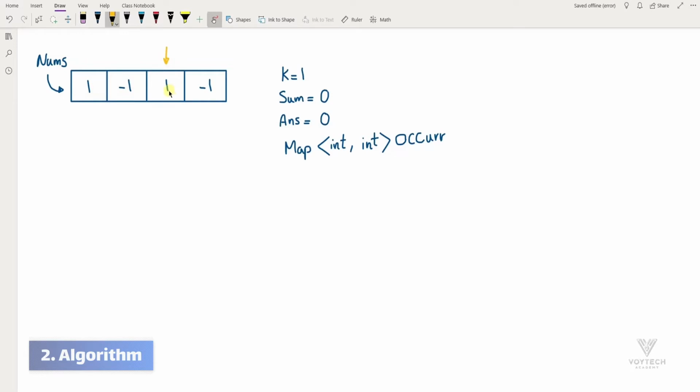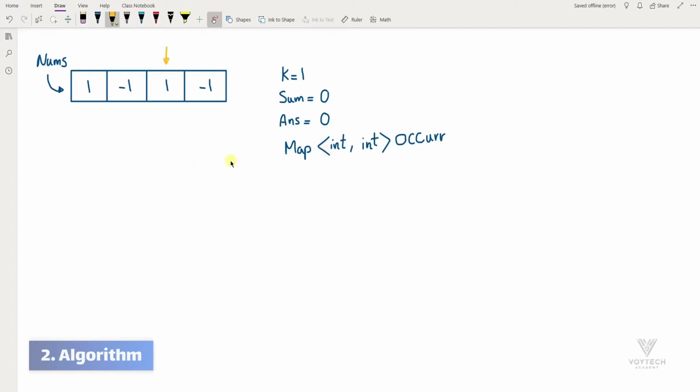For example, if we are here currently, sum equals 1 plus minus 1 plus 1, which is 1. The second variable that we need is the answer, which is the output that we have to return at the end of the algorithm, showing the number of continuous subarrays whose sum is equal to 1. And then we also need a map of integers to integers that I call occur, or occurrences. It shows the occurrences of sums that we have in the nums array.